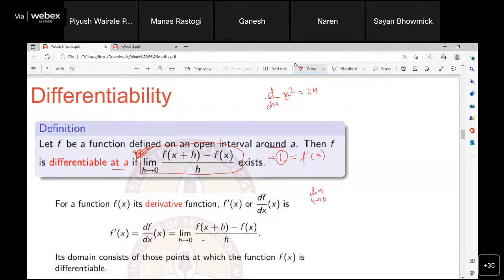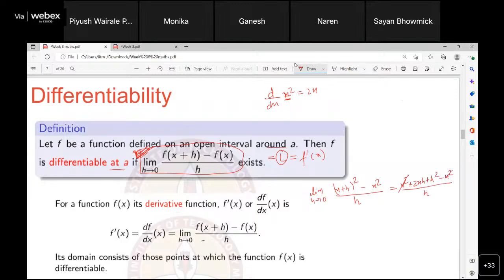Here you can see this is the definition of differentiability, right? So I have to replace this x by x plus h. So it will be x plus h square minus f of x, and this is my f of x, that is x square, divided by h, right? Now I will expand this: x square plus 2xh plus h square, minus x square, divided by h, right?